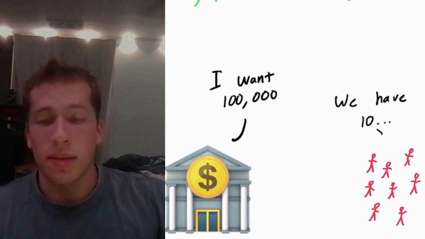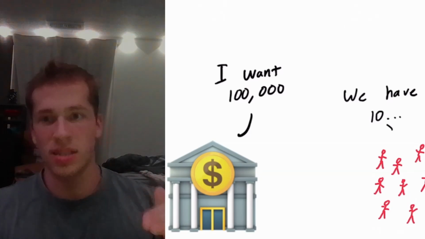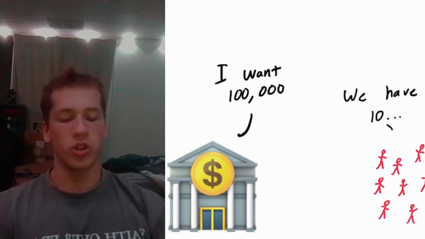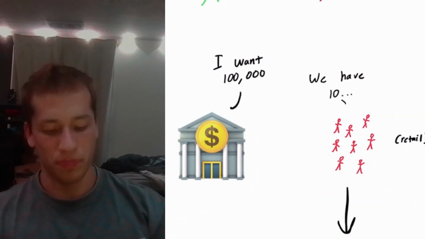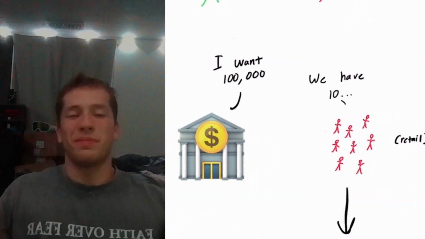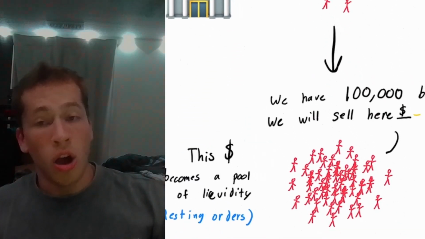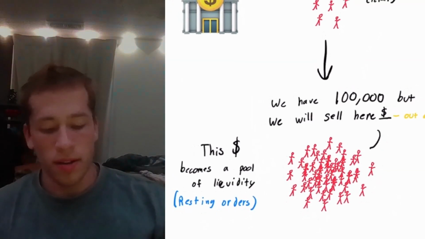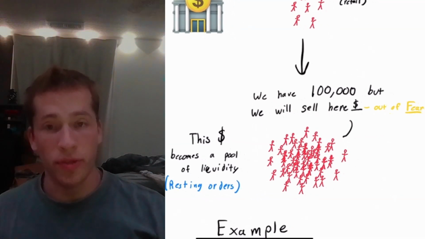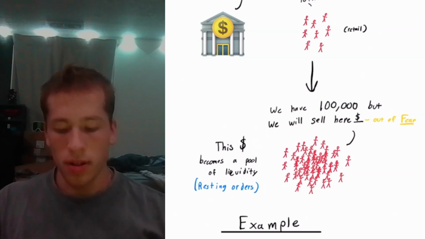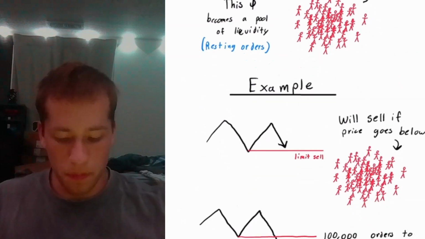Now, banks and institutions like to play this game as well. An institution may say, I want 100,000 of this stock, this Bitcoin, whatever it is, futures, you name it. But retail may only say, we only have 10. This is the retail group. We only have 10 to sell. So the institution can't buy 100,000. But there are 100,000 out there, and there's actually way more. And retail is willing to sell at a certain point, usually out of fear. This is known as the liquidity pool. These are where the resting orders lay. So let's do a quick example.